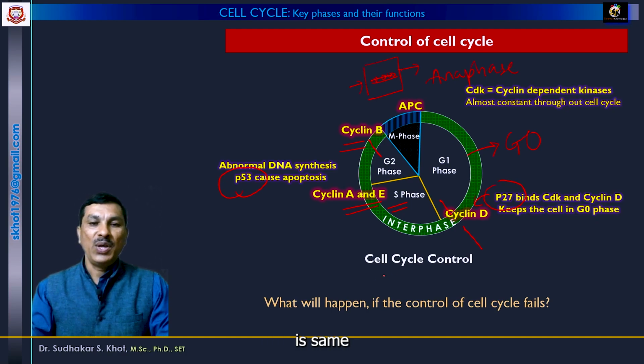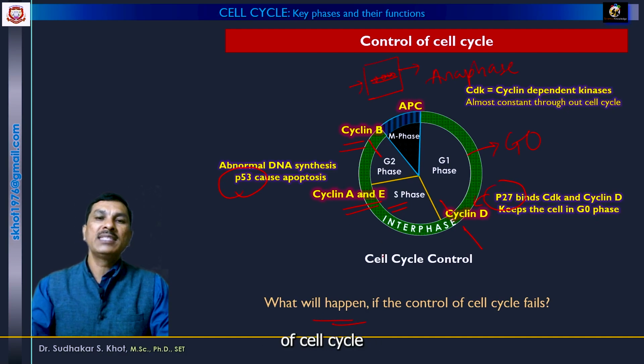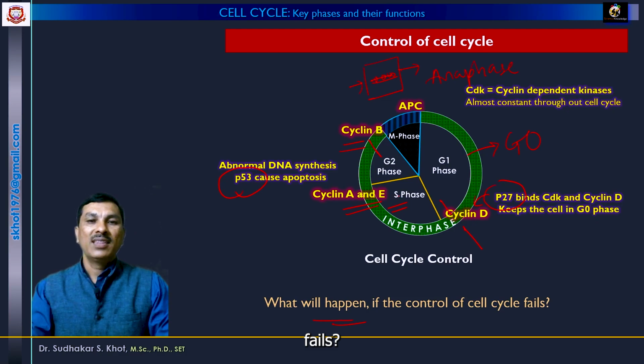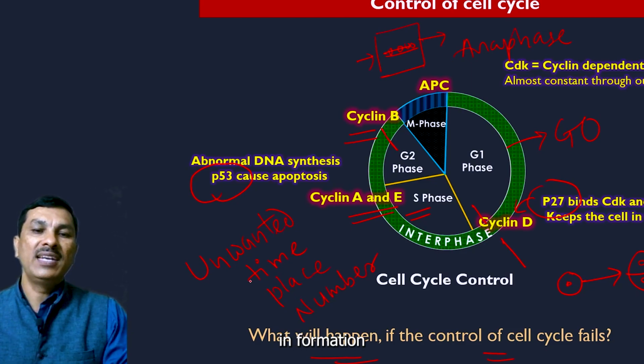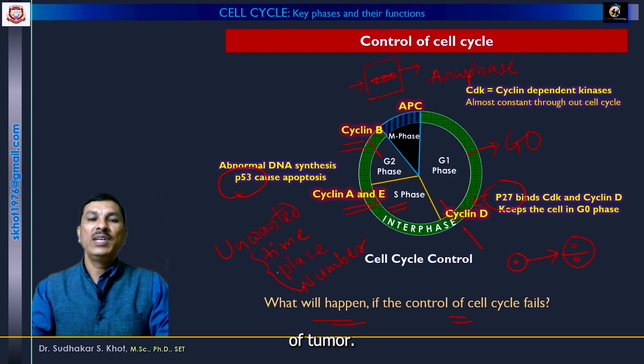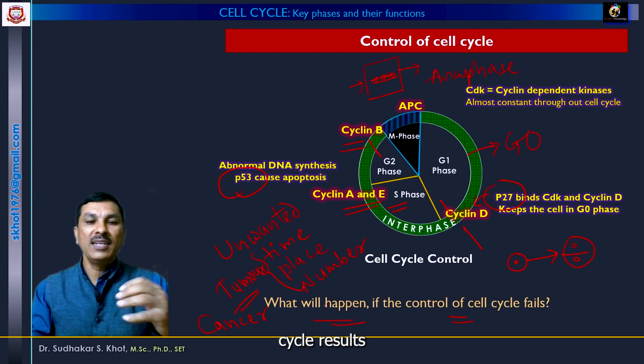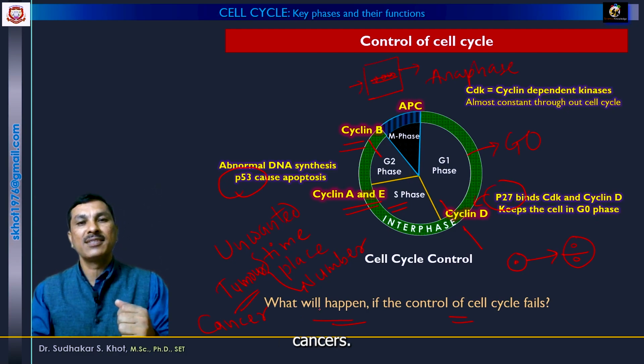Now the question is the same. What will happen if this kind of cell cycle control fails? When control fails, the cell divides repeatedly at unwanted time, at unwanted place, and in unwanted number. Ultimately, this unwanted growth will result in formation of a tumor. This tumor is nothing but a cancer. So failure of cell cycle control results in formation of tumorous cancers. That's why the control of cell cycle is very important.